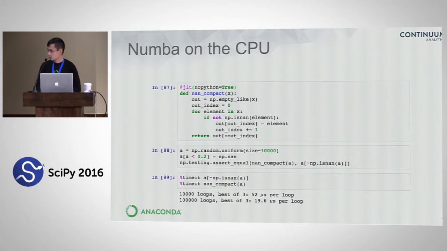So let's see how it is used. Just on CPU, this is Numba for CPU code. If you look at the code, ignore the decorator at the top for now. The JIT, ignore that. It is plain, pure Python code. It's using NumPy. What is this nancompact function? What it's doing is, given an array, I'm going to filter out all the values that are NaN and compact it, skip all those values.